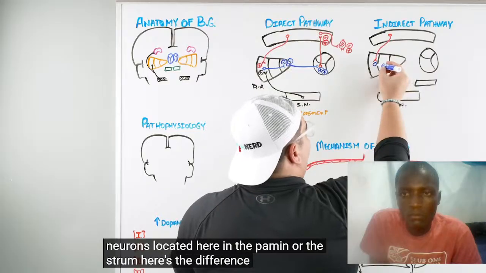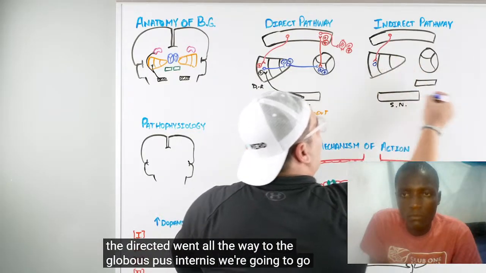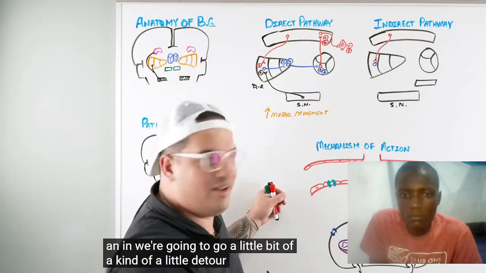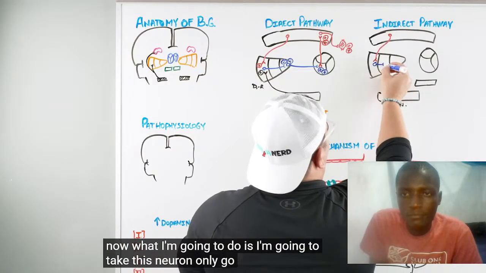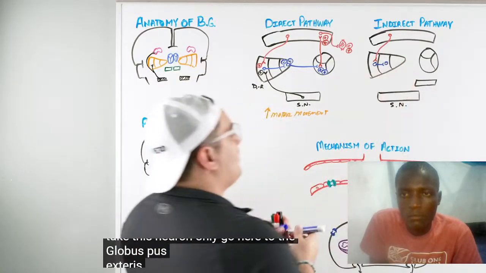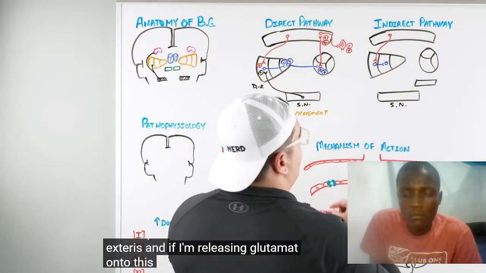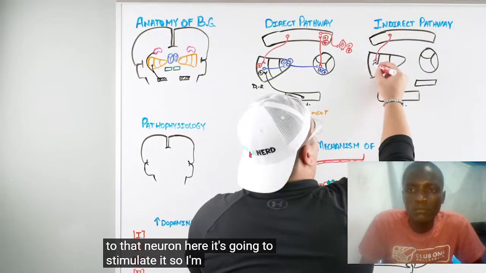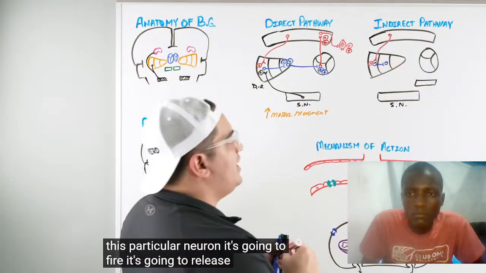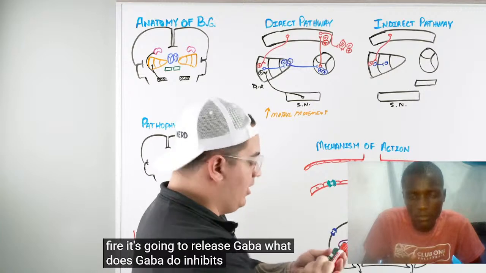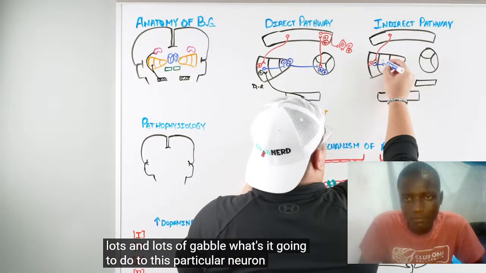Here's the difference, though. In the direct one, it went all the way to the globus pallidus internus. We're going to take a little bit of a detour, if you will. So now what I'm going to do is take this neuron and only go here to the globus pallidus externus. If I'm releasing glutamate onto this neuron, what's it going to do to that neuron? It's going to stimulate it. It's going to fire and release GABA. What does GABA do? Inhibits. So if I release lots and lots of GABA, what's it going to do to this particular neuron? It's going to inhibit it.